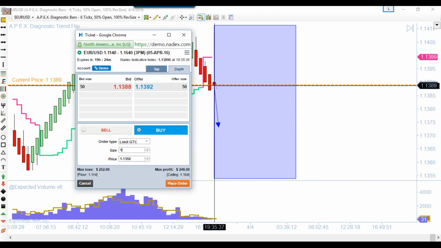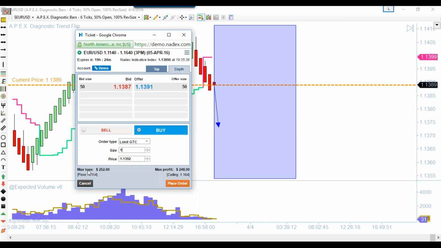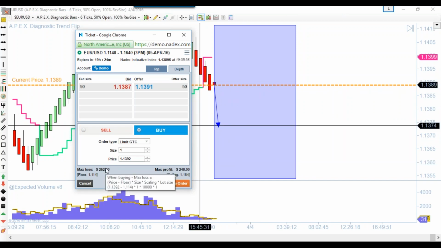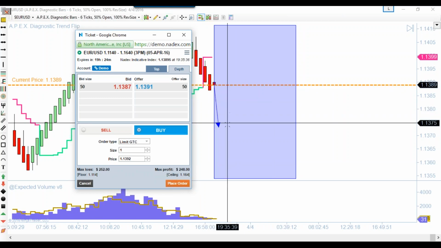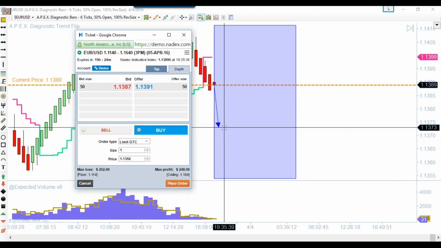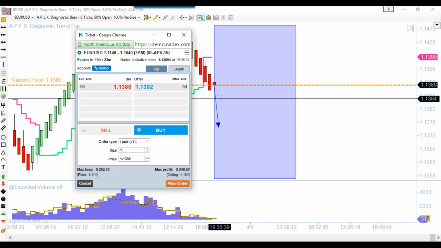So the market went against me 20 pips. Yes, I had to put up 252 to get in the trade, so they take 252 out of my account, they put it on hold, the market goes against me 20 whole pips, I get out, I lost 20 bucks. So I get the margin back minus my fees and the 20.